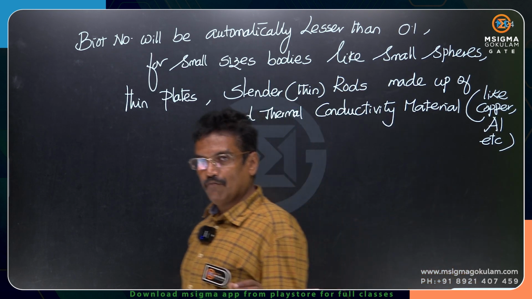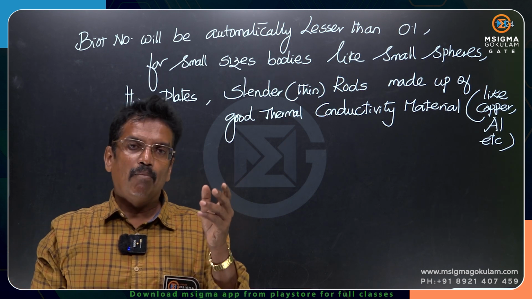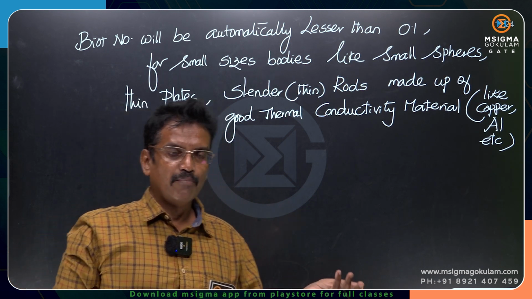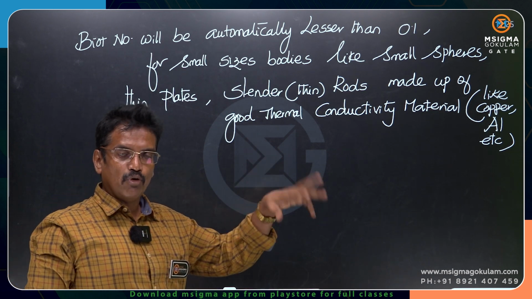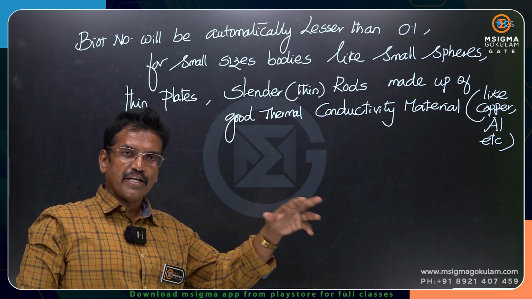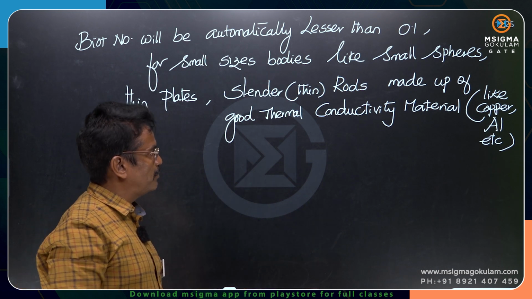If a body is made up of a good conducting material and is of relatively smaller size, the Biot number will be automatically less than 0.1. We don't have to calculate the Biot number also. That means throughout the body you will observe the same temperature at any instant of time. That is the main importance of this lumped heat analysis.